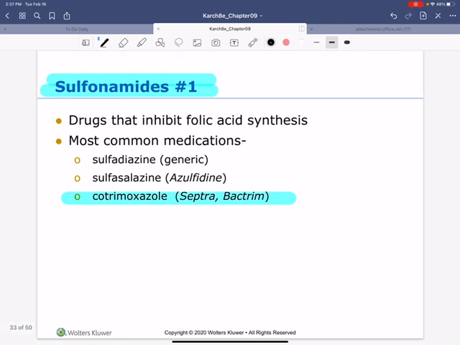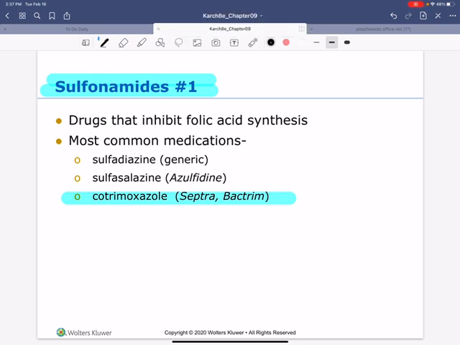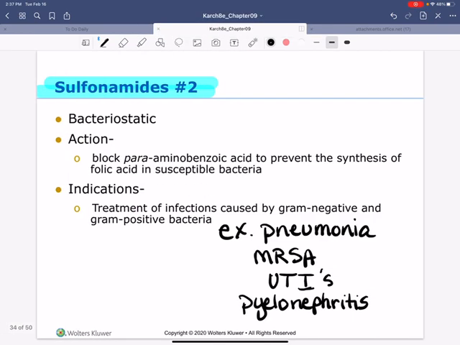Let's talk about sulfa drugs. Sulfa drugs, particularly Bactrim, the cotrimoxazole, is the most common one. You'll see Bactrim DS commonly given out. Okay, so these sulfa drugs are bacteriostatic.